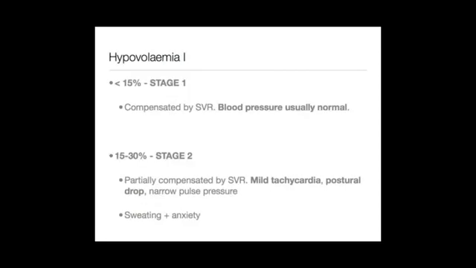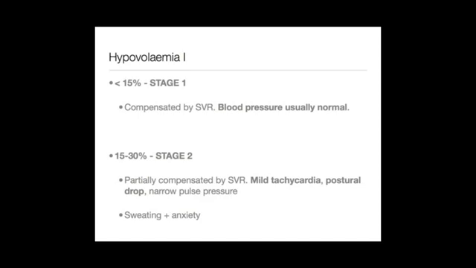So hypovolemia can be categorized broadly into a number of stages. Stage 1 is with a mild hypovolemia, and generally this is compensated by the systemic vascular resistance, and the blood pressure is normal. With increased fluid loss, say 15 to 30%, stage 2, this is partially compensated by the vascular resistance. And so the patient may have a mild tachycardia, a small postural drop, and a narrow pulse pressure. They may also appear sweaty and possibly anxious at this stage.